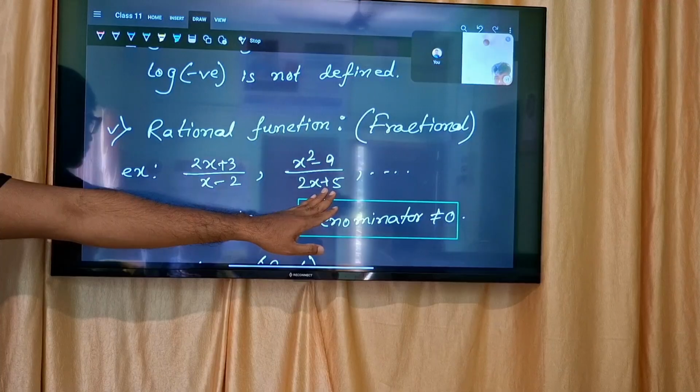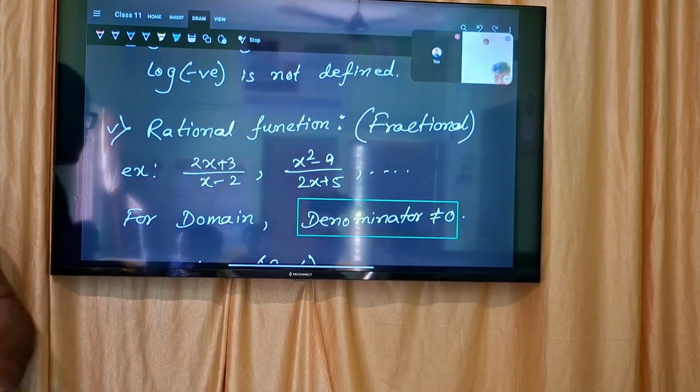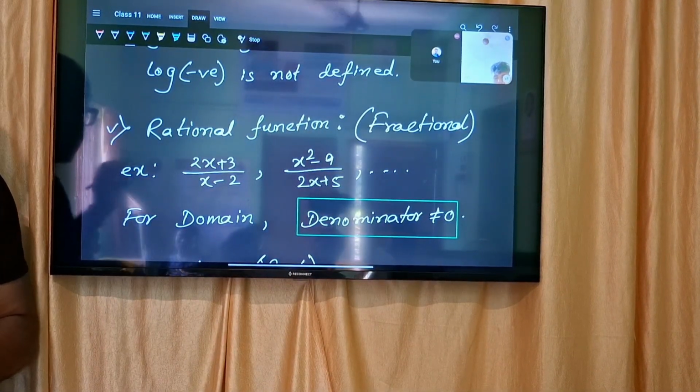What will be for this one? x not equal to minus 5 by 2. Then the domain will be R minus minus 5 by 2.